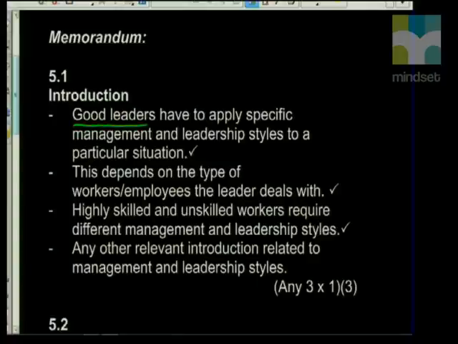The first part here: good leaders have to apply specific management and leadership styles to a particular situation. So what they're saying is, with a good leader, your reaction should depend on the situation, and it shouldn't just be a set, okay, I'm autocratic and this is the way I'm going to work. The next part of the introduction: it depends on the type of worker and employee the leader deals with. So what they're saying is not only is it difficult to just stick to one leadership style, you should also look at the type of workers and the culture, personality, all of those different things that influence it, almost like a business organization's culture.